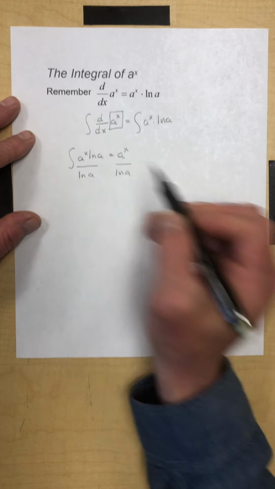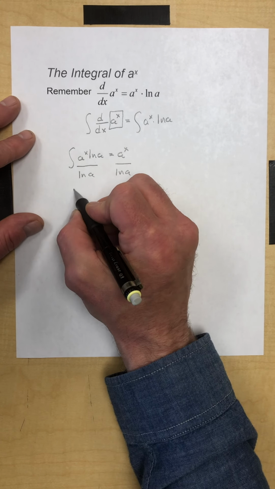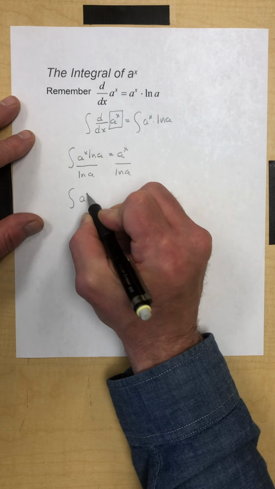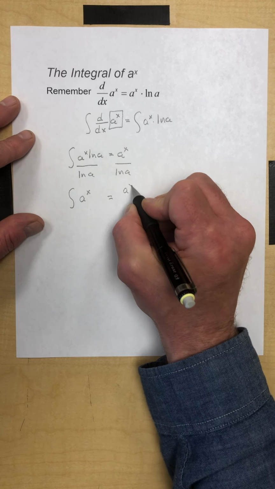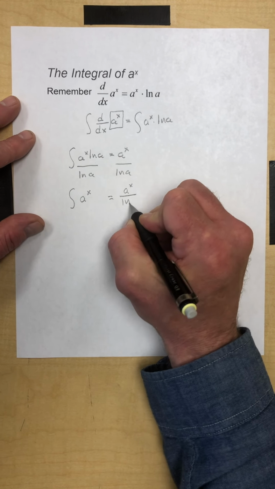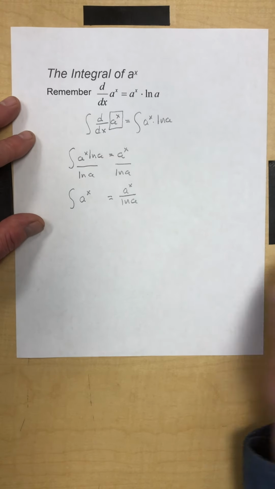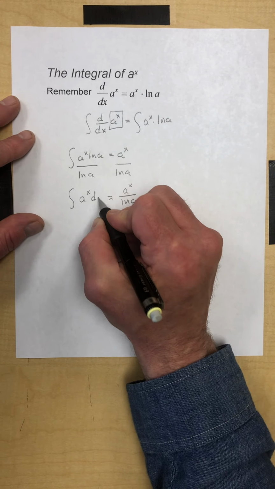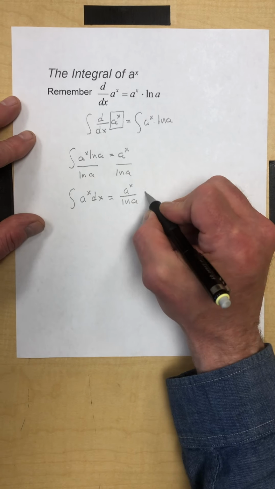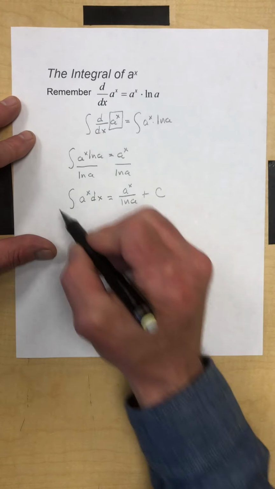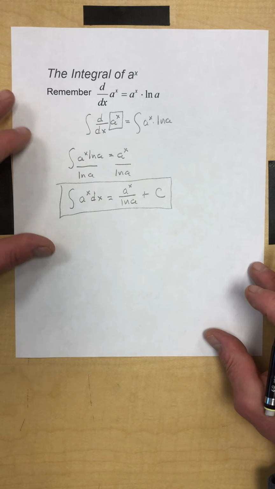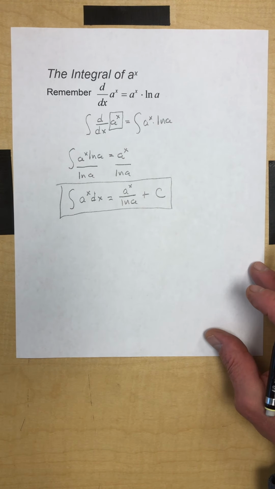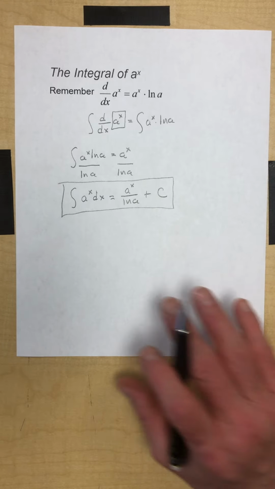Obviously it cancels off on the left-hand side, and I get the integral of a to the x equals a to the x over the natural log of a. Then all I have to do is add in my dx right here, and then my constant of integration, and we get a formula for integrating an exponential. Pretty cool. Not hard at all to work with.